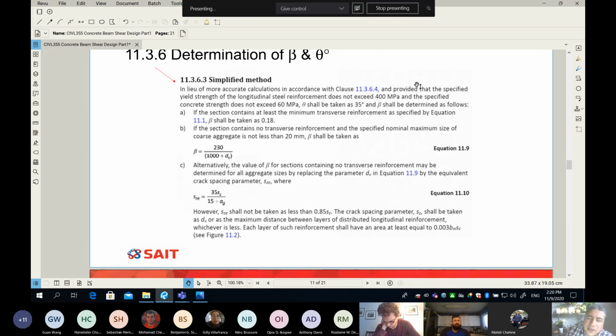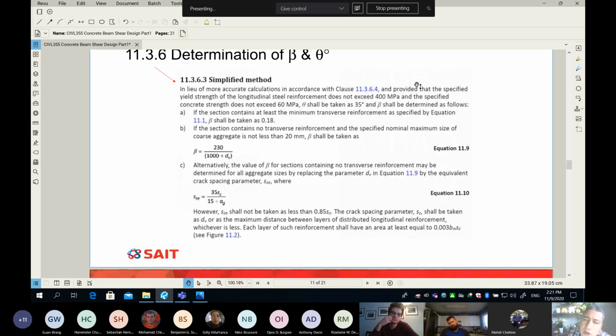Hey guys, maybe I can start. I want your attention, please. The clause reads, in lieu of, which means instead of, more accurate calculations in accordance with 11.3.6.4. So guys, there is a general method that will work no matter what the thickness of your member, and no matter whether your member has tension force or doesn't have tension force.